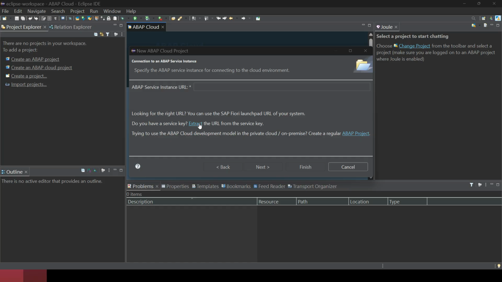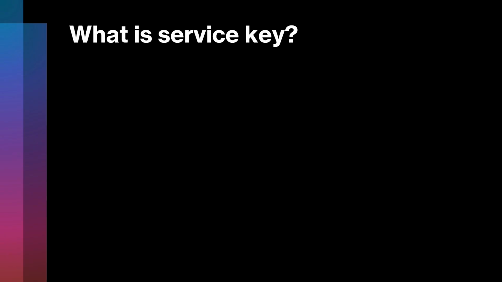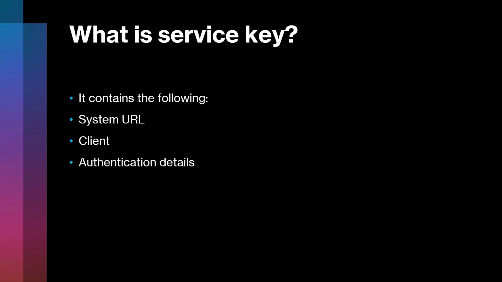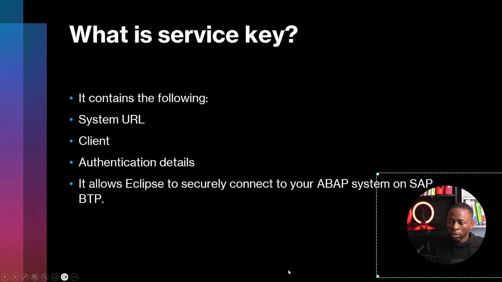So, okay, the URL, let's go ahead and create the service key. Then we can see the URL from the service key. However, if you don't know what the service key is, what is a service key? A service key actually contains the following. It contains the system URL. It contains the client. It also contains authentication details. And finally, the service key also allows Eclipse to securely connect to your ABAP system on SAP Business Technology Platform.